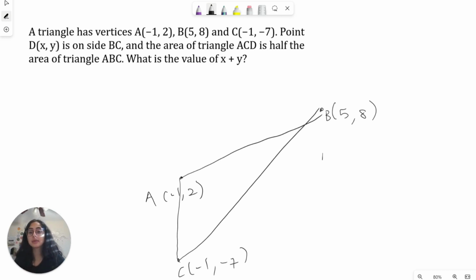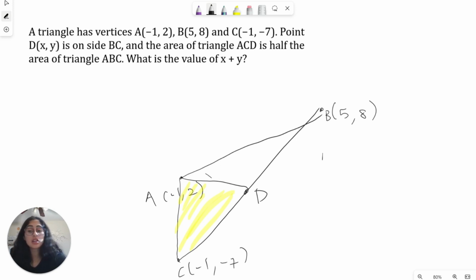And it's telling us that we have a point D somewhere on the side BC, and the area of triangle ACD, so this triangle right here, is half of this entire huge triangle, ABC. So we're looking for essentially the coordinates of D. Now, if we want this triangle to have half of the area of this entire triangle, let's think about this.